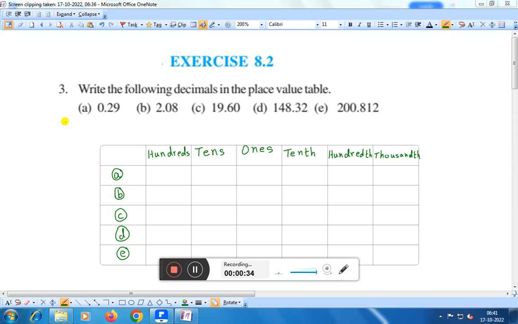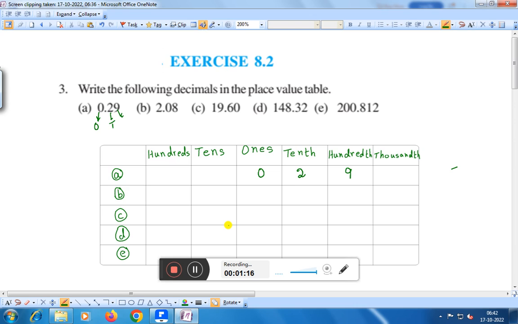Here you see the digit before the point is 0. 0 is in ones place, and 2 is in tenths place, and 9 is in hundredth place. That means in ones place you have to write 0. In tenth place, the place value of 2 is tenth, therefore it is 2. And the place value of 9 is hundredth, therefore it is 9, right?